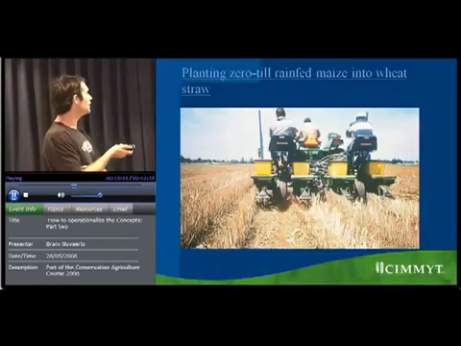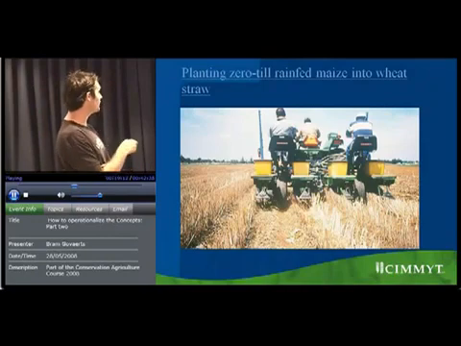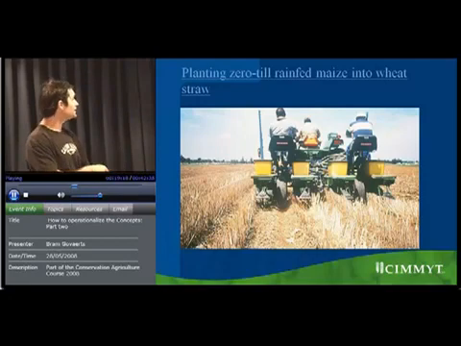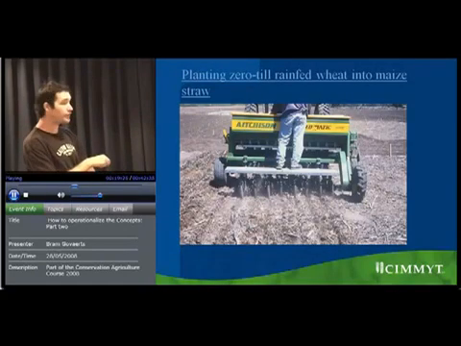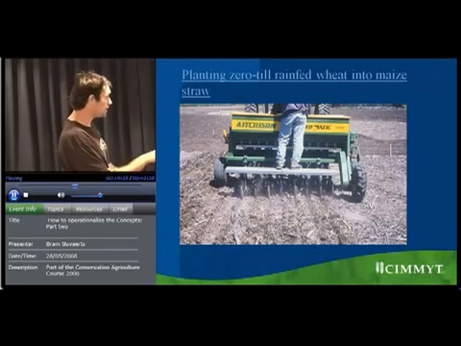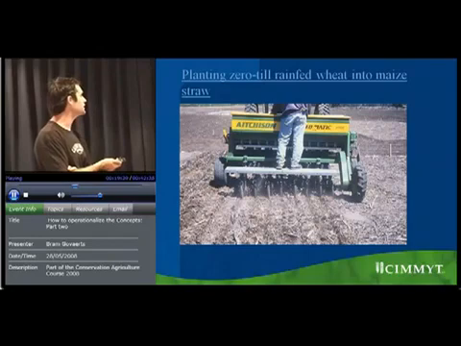So this is what it's about. It's about planting zero-till rain-fed maize in wheat straw. We have been doing it the last days now. Planting zero-till rain-fed into maize straw, but on the flat. You see here we are planting on the flat. You were asking for that. 8 rows of wheat on the flat after maize. This is the D5 trial.